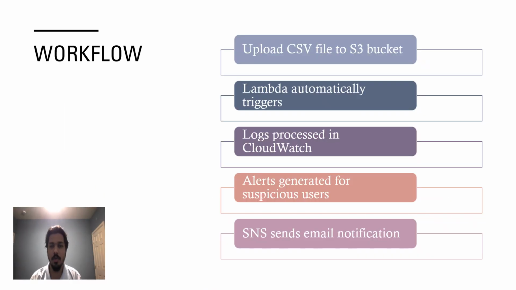We begin by uploading a sample CSV log file containing user activity records to an Amazon S3 bucket. This simulates log data being collected from an organization's system. The file upload automatically triggers an AWS Lambda function which reads the log entries and applies our detection rules for failed logins, large file downloads, and after hours access. As the analysis runs, CloudWatch captures the execution logs, allowing us to verify that the processing completed successfully.